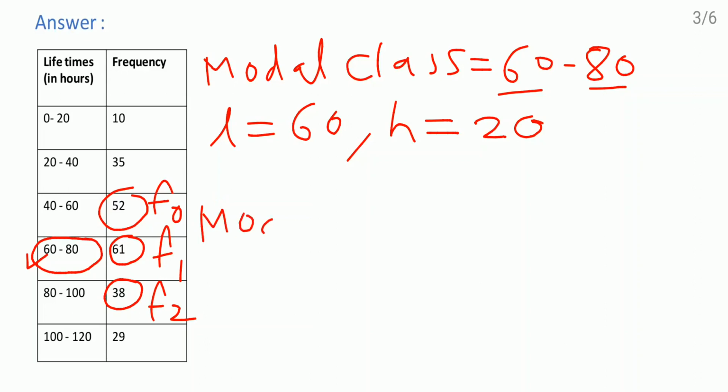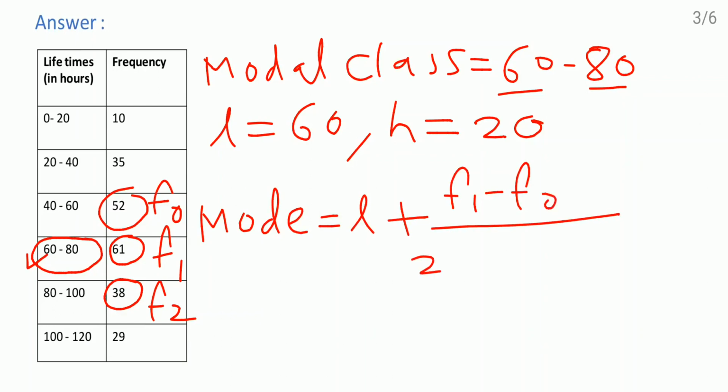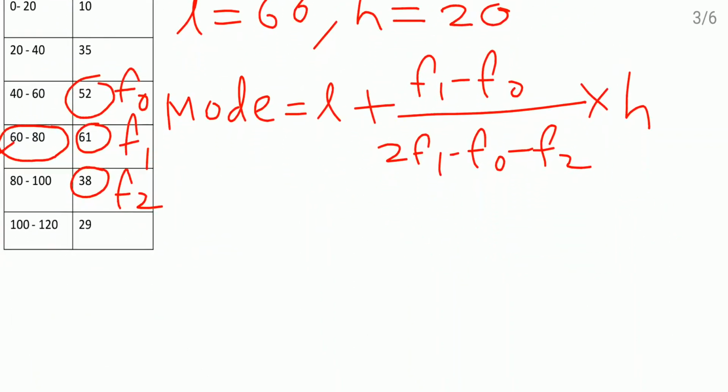So, mode is equal to L plus (F1 minus F0) divided by (2 times F1 minus F0 minus F2), into H. This formula you have to remember. Practice it 2-3 times, or see it properly, and you will memorize it. Now I'll just substitute the values here.